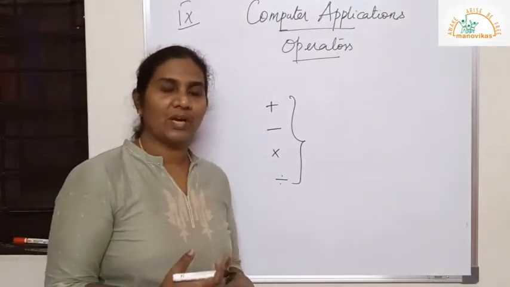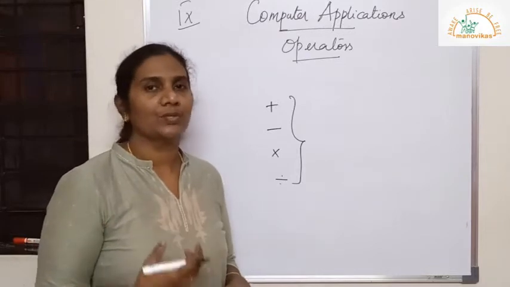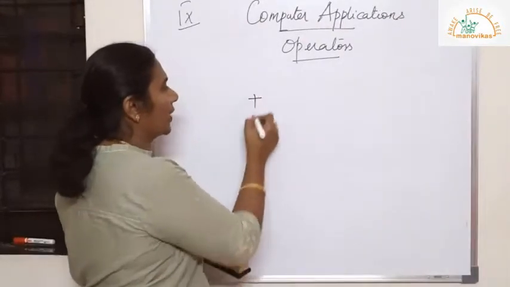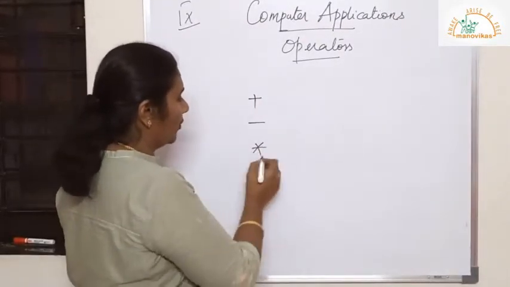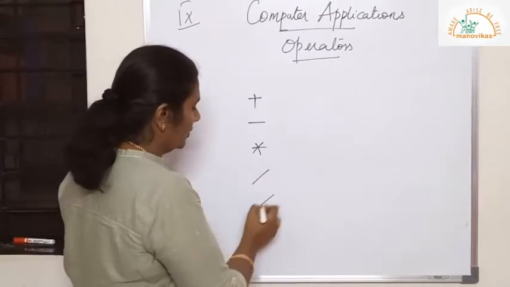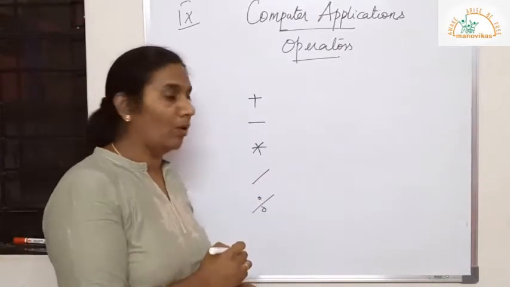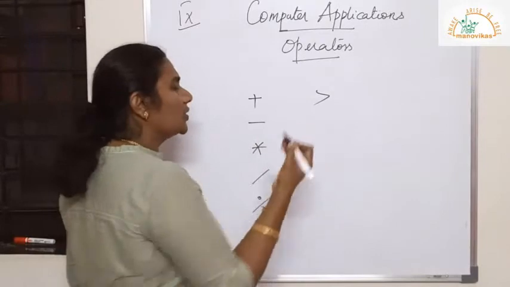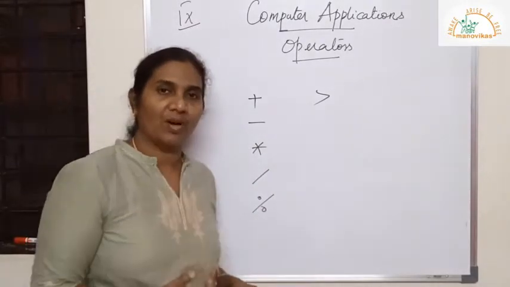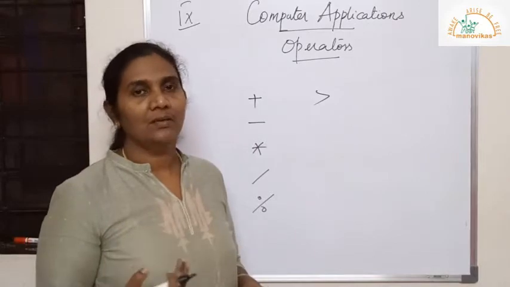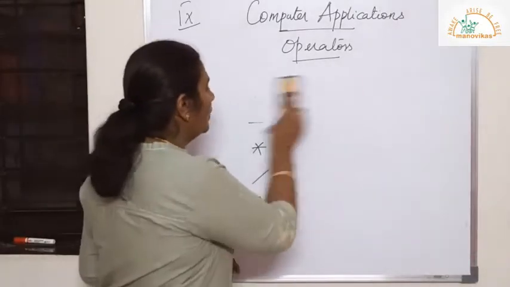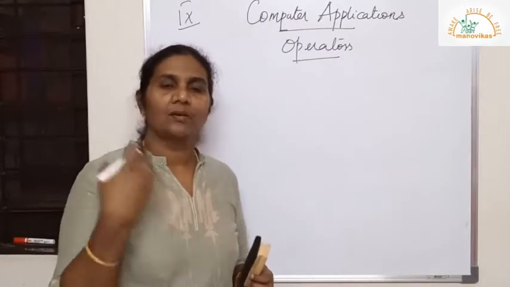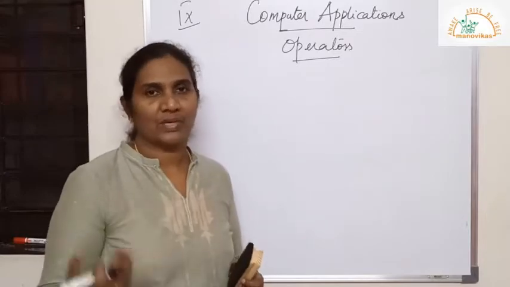Same way in Java programming, there are certain symbols which are used for performing calculations. Like we use plus, minus, this is for multiplication, this is for division, this is for finding the mod, then apart from this we use the greater than sign, etc. So there are many symbols we use in Java programming for performing certain calculations. Now these symbols are categorized as arithmetic, relational, logical, etc.